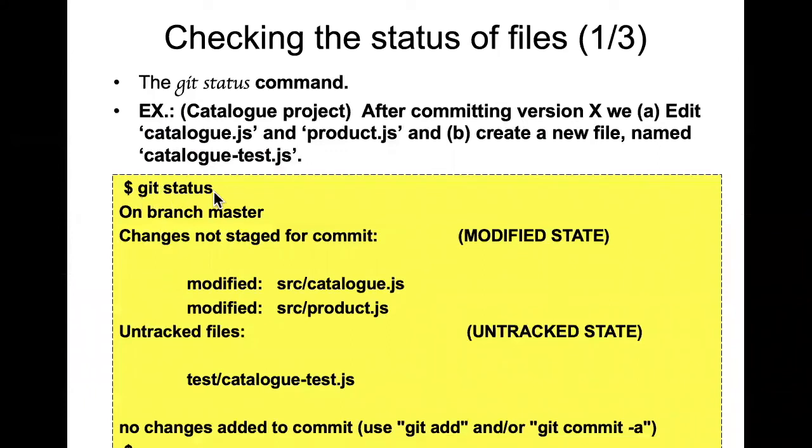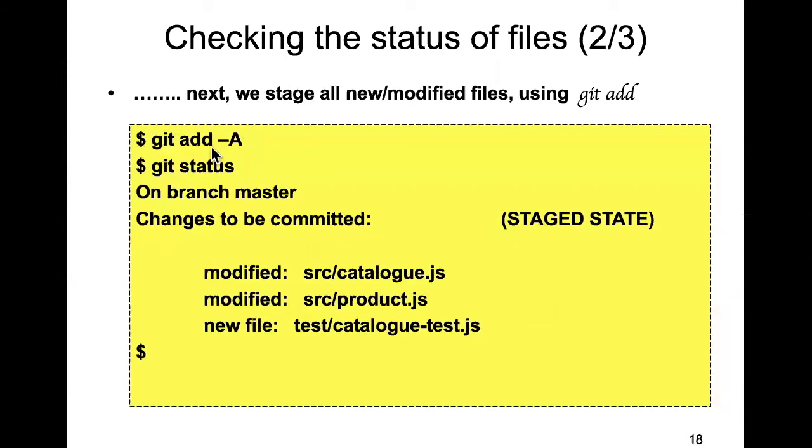I'm painting a scenario here. Supposing I've run git status and it's telling me this. So I've got 2 modified files and 1 new file. If I then go along and do a git add -a and type git status again, I'm now told that all of these files are changes to be committed. That's how Git expresses it here. But changes to be committed is the equivalent of this staged state.